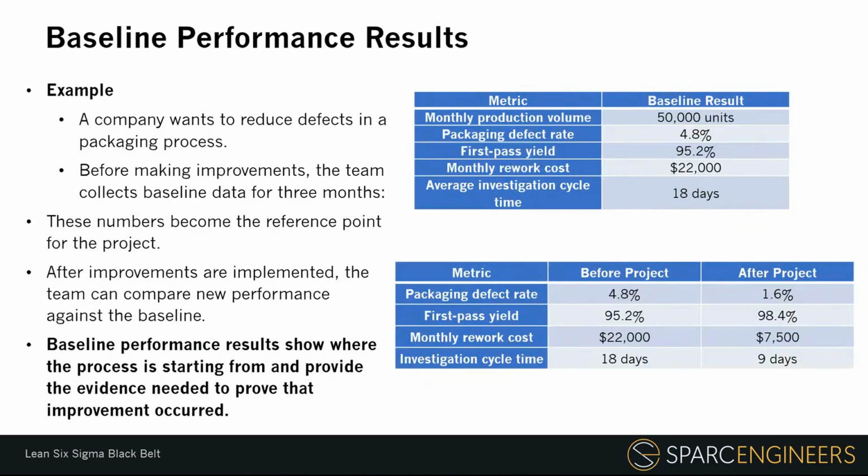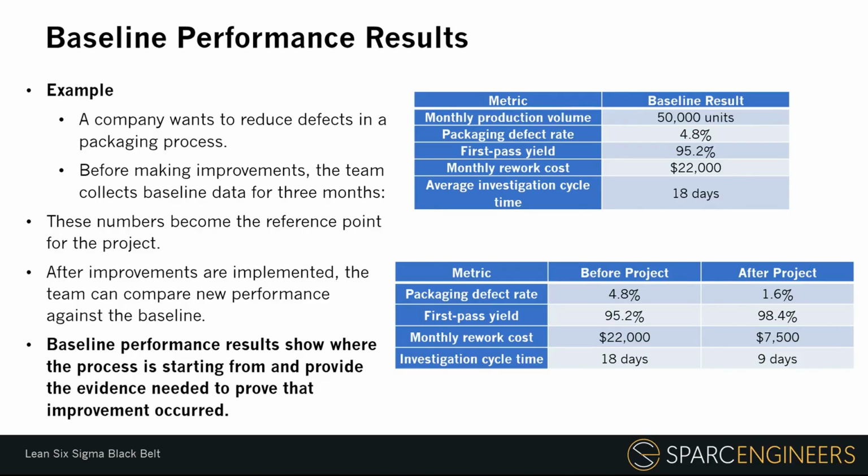The baseline shows monthly production volume is 50,000 units. Packaging defect rate is 4.8%. First pass yield is 95.2%. Monthly rework cost is $22,000. Average investigation cycle time is 18 days. These metrics give the team a clear picture of the current state.